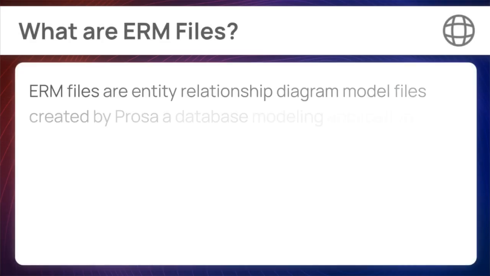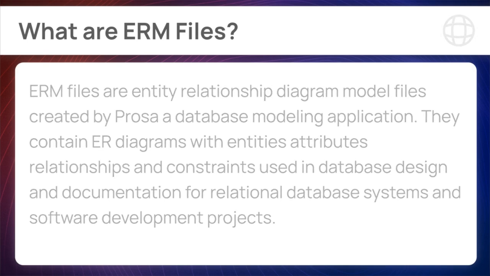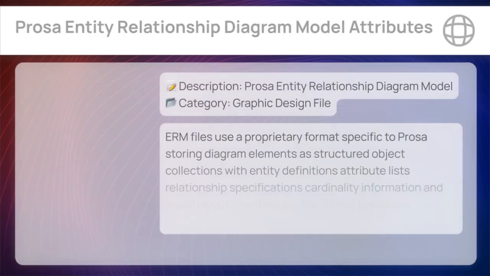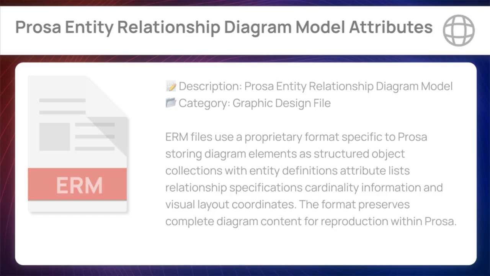ERM files are entity relationship diagram model files created by Prosa, a database modeling application. They contain ER diagrams with entities, attributes, relationships, and constraints used in database design and documentation for relational database systems and software development projects. ERM files use a proprietary format specific to Prosa, storing diagram elements as structured object collections with entity definitions, attribute lists, relationship specifications, cardinality information, and visual layout coordinates. The format preserves complete diagram content for reproduction within Prosa.